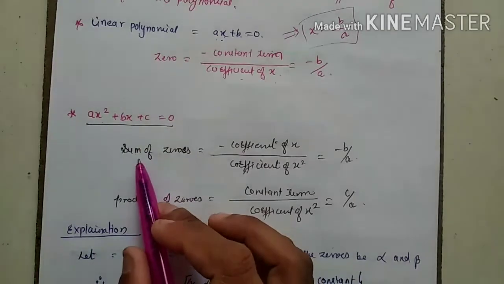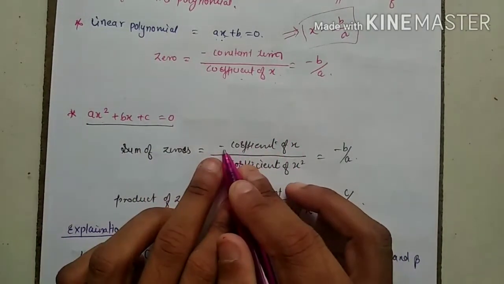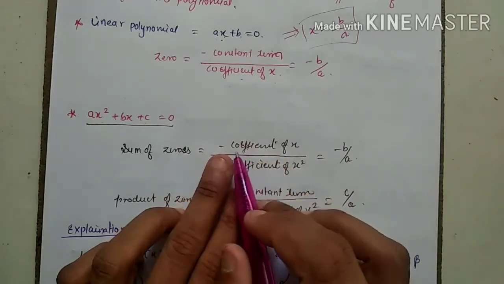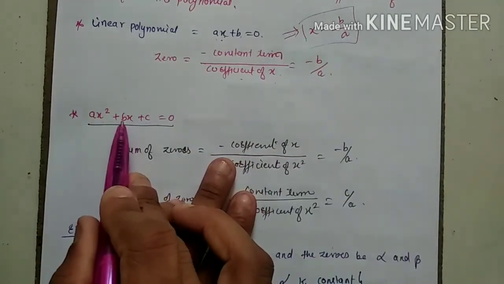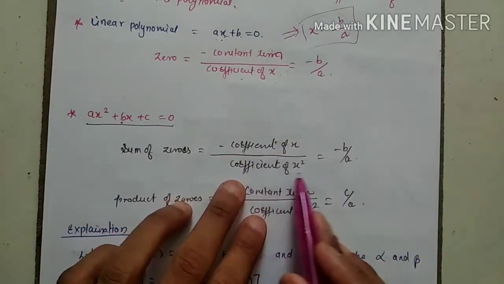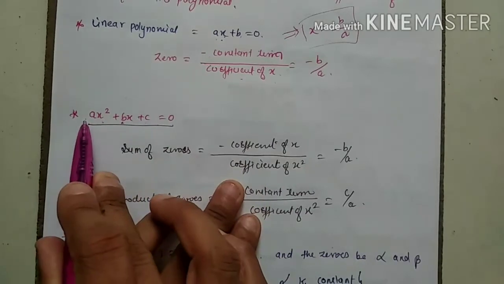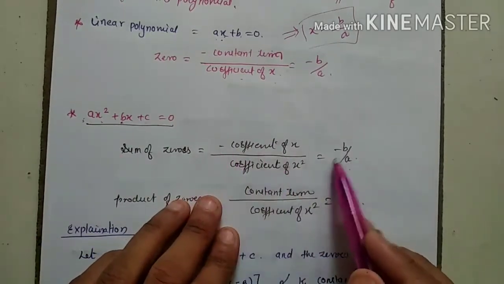Okay, so I want to find first the sum of zeros. Sum of zeros will be, minus is part of the formula, minus coefficient of x. It means here it is b. So I have written b upon the coefficient of x square. The coefficient of x square is a. So that's why here is a. Minus is part of the formula. So minus b upon a.